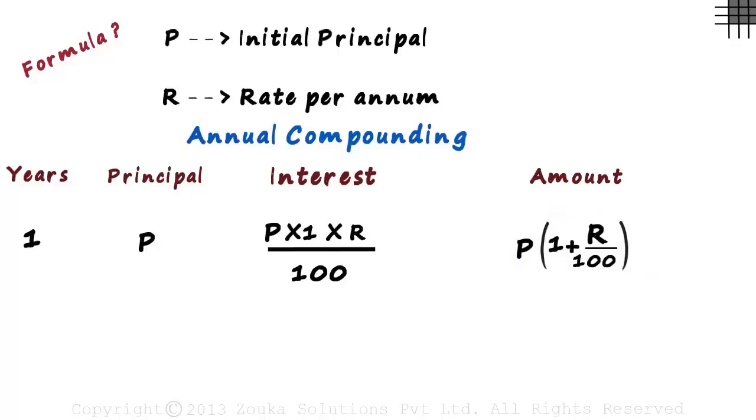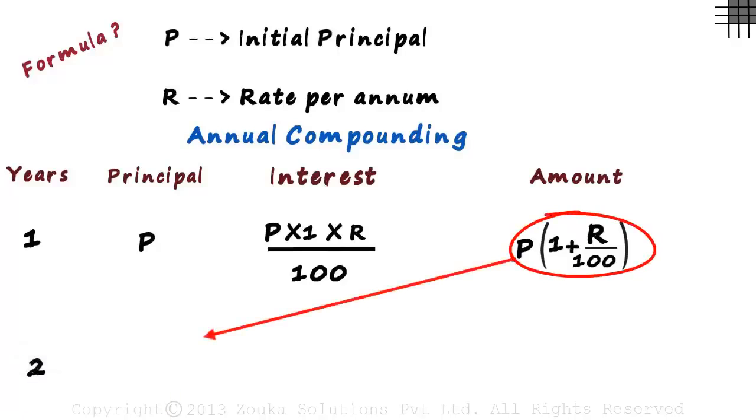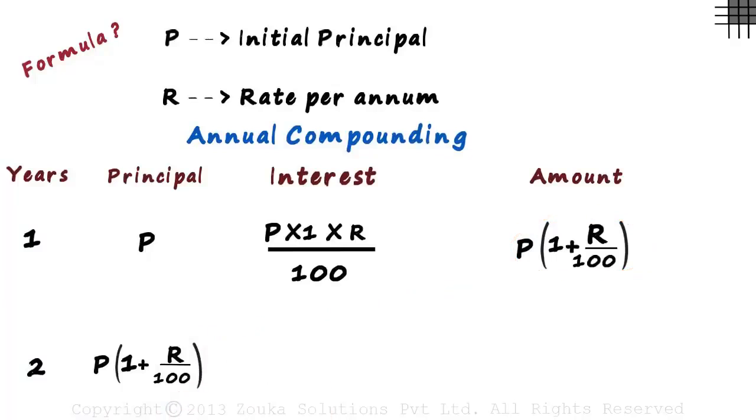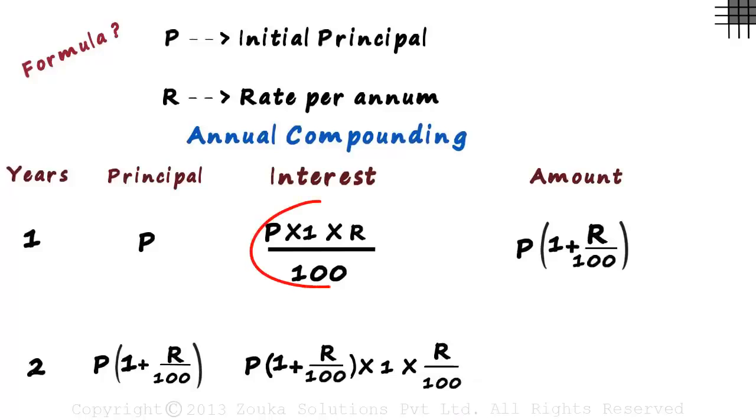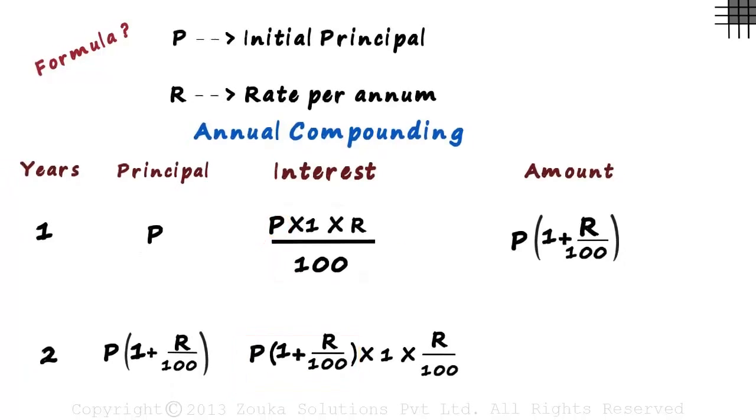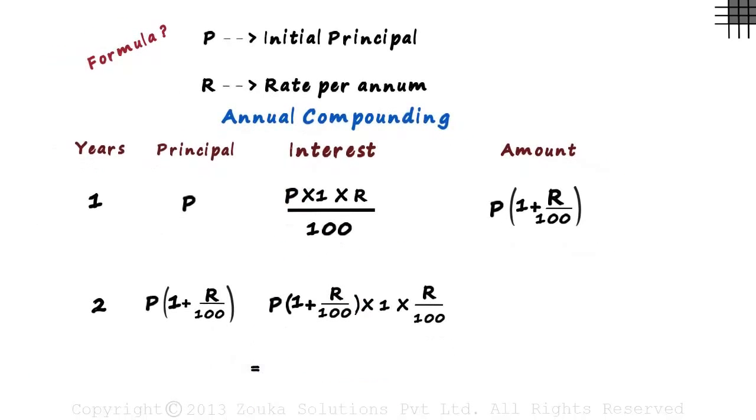Since we're trying to find the compound interest, this will be our principal for the second year. In the second row, we write P multiplied by 1 plus R by 100 as the principal. So the interest for the second year will be this multiplied by 1 multiplied by R divided by 100. It is the same formula we used in the row above. Just that instead of P, we use this as our principal, which equals P multiplied by 1 plus R by 100 multiplied by R by 100.